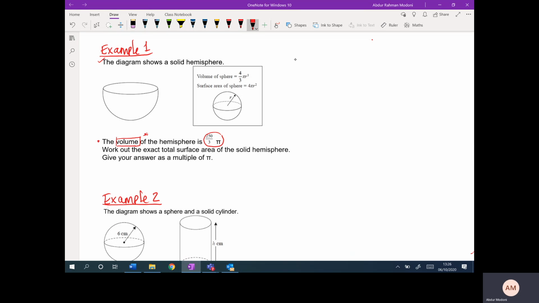So volume of a hemisphere is equal to a half times 4 over 3 pi r cubed. We formed that despite them giving us this answer.